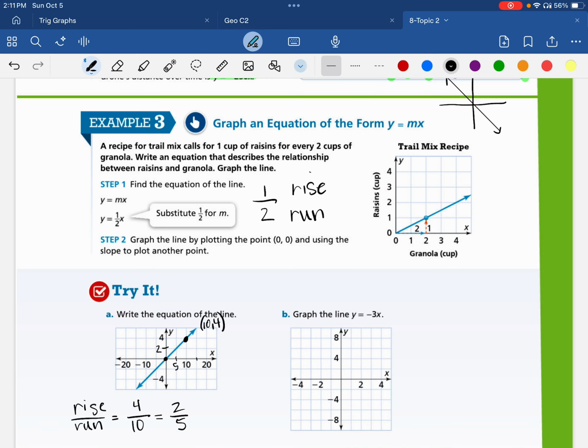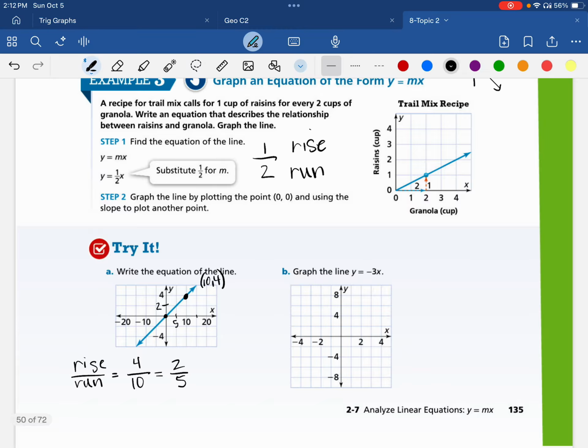Always, always reduce your fractions, but do not turn them into decimals. Once we have found our slope, then we just put that in the equation. Y equals 2/5 x. Done.